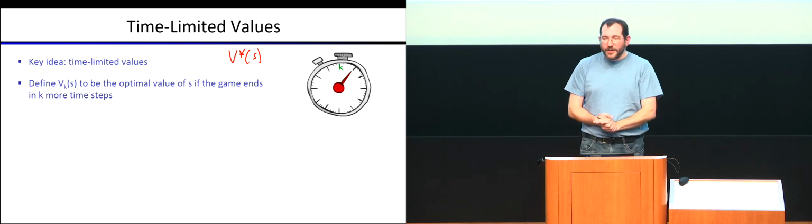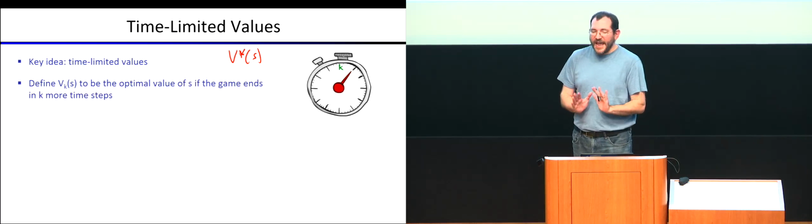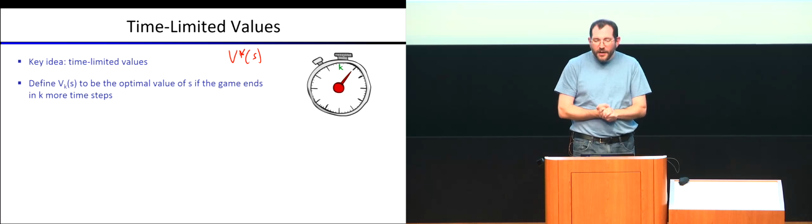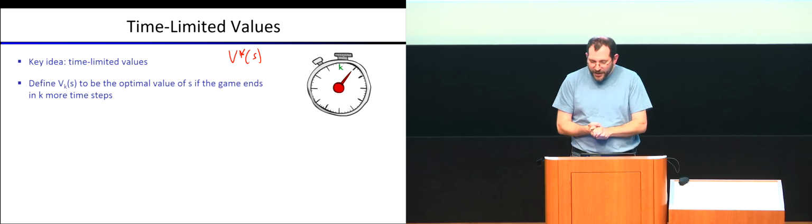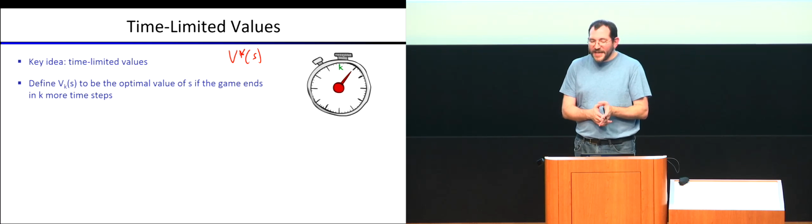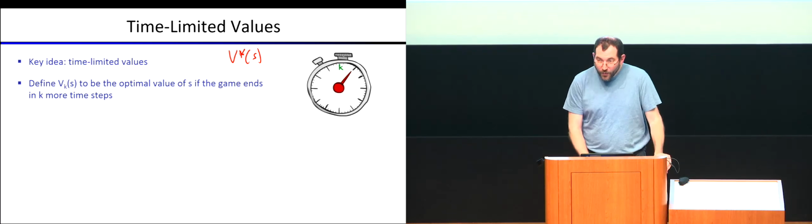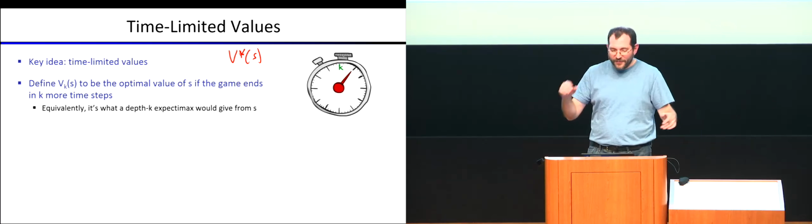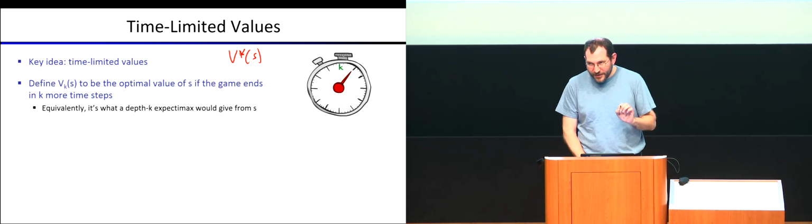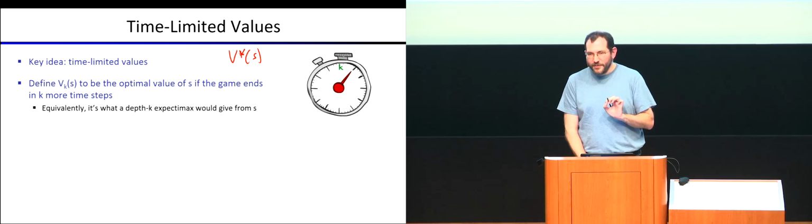We're going to define something much more tractable, which is V sub k of a state. V sub k is the expected value of starting in that state and playing optimally if the game is going to end in k more time steps. Why is this useful? Now suddenly that tree is no longer infinite. And this quantity is exactly what a depth k Expectimax would give if you started at S. So we already have an algorithm. And in fact, if we save repeated work, we'll have an even better algorithm in a second.